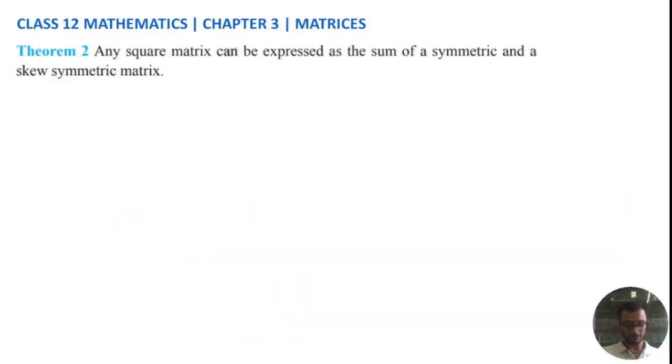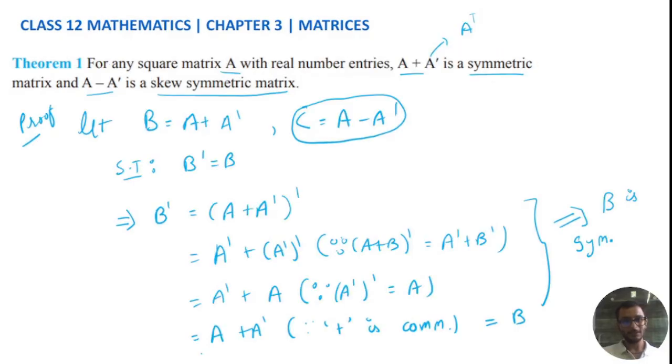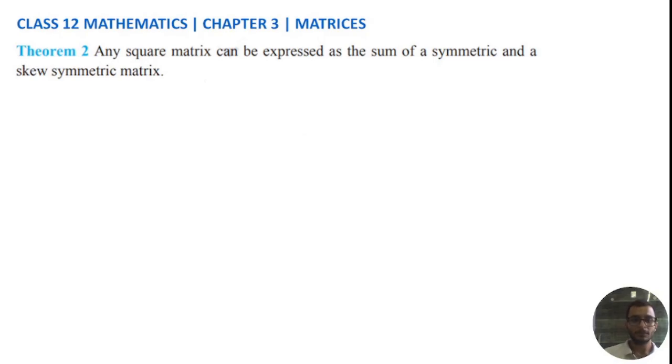Again, there is one theorem: any square matrix can be expressed as the sum of a symmetric and a skew symmetric matrix. Here I will use theorem 1. What was theorem 1? That if A is a square matrix, then A plus A dash is symmetric and A minus A dash is skew symmetric. So suppose I have any square matrix, let A be any square matrix, then I need to write A as the sum of a symmetric and a skew symmetric matrix.